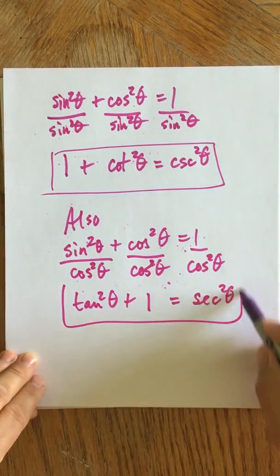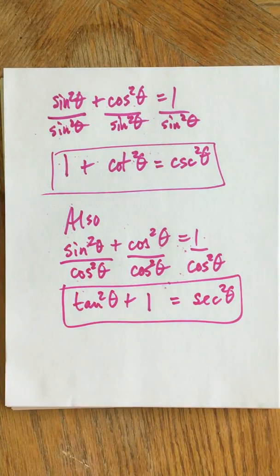Again, no need to memorize. Just start with the fundamental identity and divide by sine squared or cosine squared to get one of the other ones.